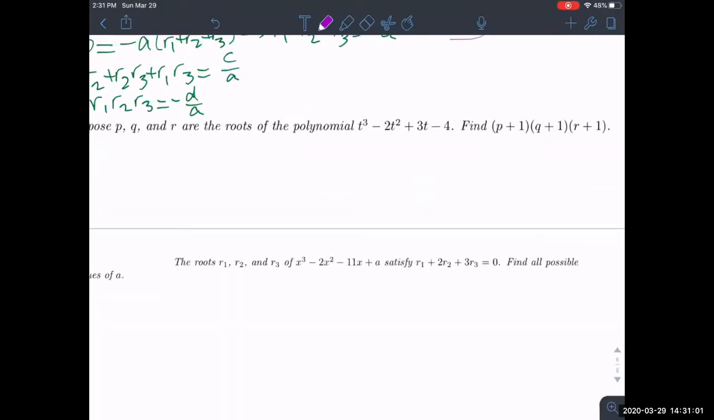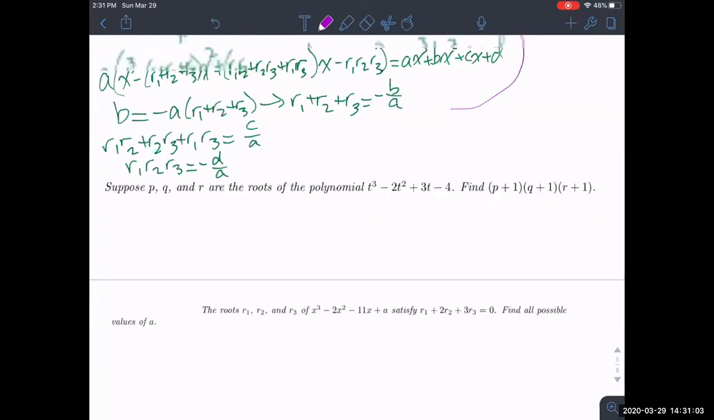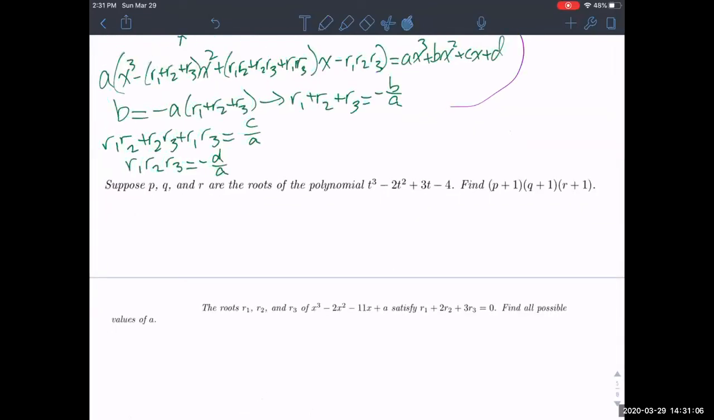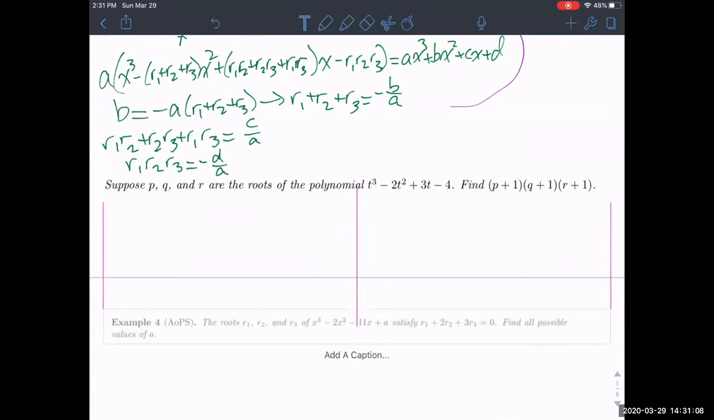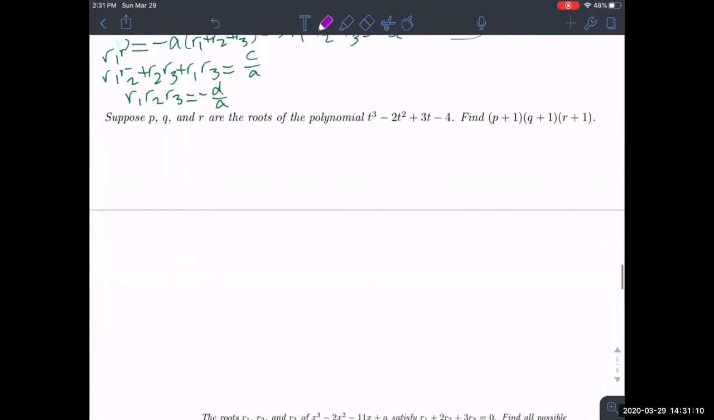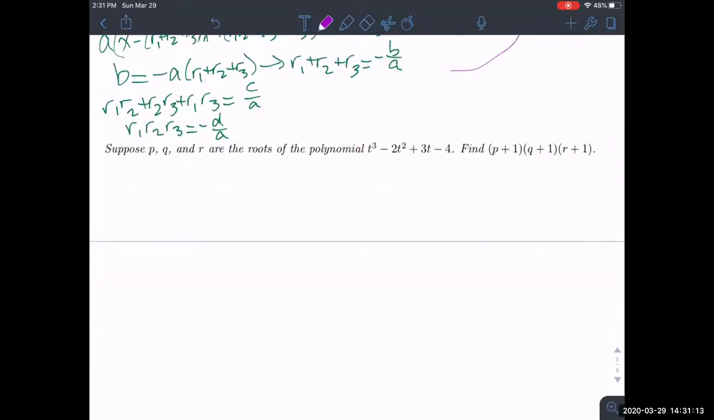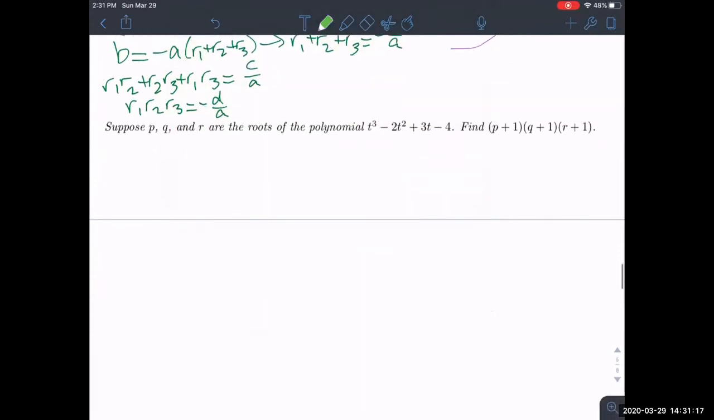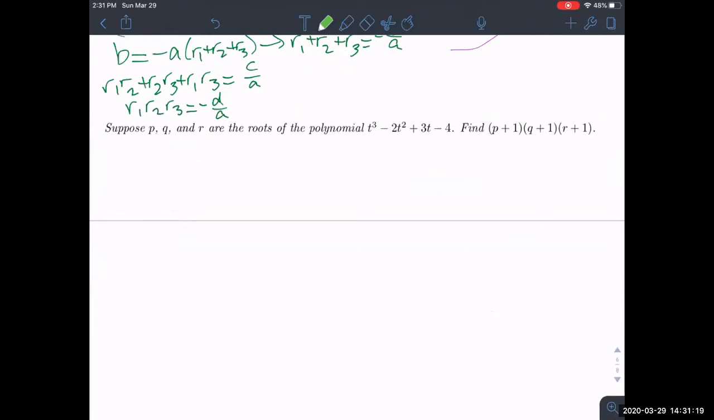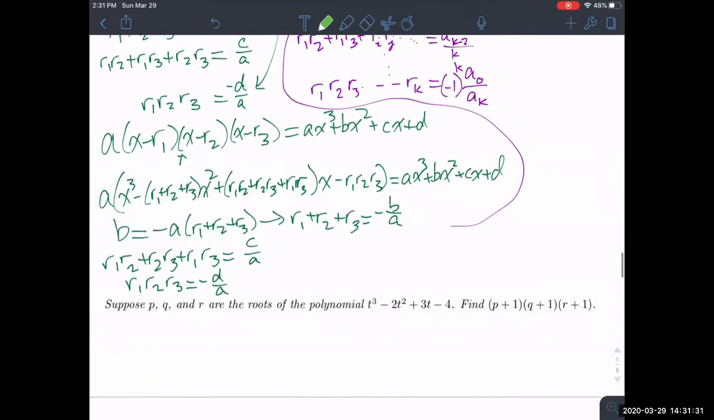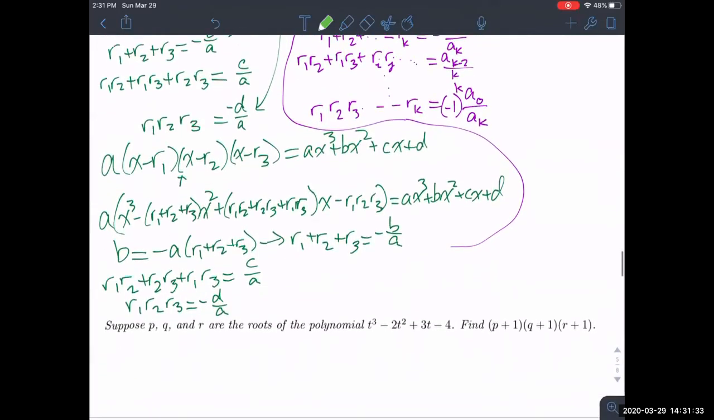So let's do this one. I'll probably move this one down a bit because it is kind of getting in the way. There. Suppose P, Q, and R are the roots of the polynomial. I'll change to green. I'll give you guys a couple minutes to think about this. And I'll keep Vieta's formulas up there if you want to look back at them.